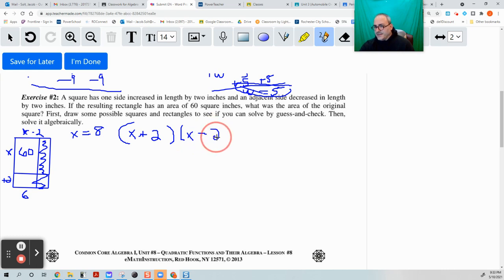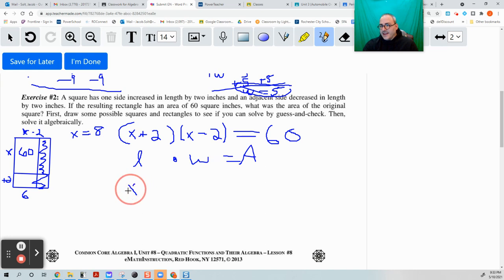Again, the area of a rectangle is the length times the width. They tell me that the area is 60 and that one side length has been increased by 2 and one side length has been decreased by 2. Now I've got to multiply these two things together to figure out what's going on here.